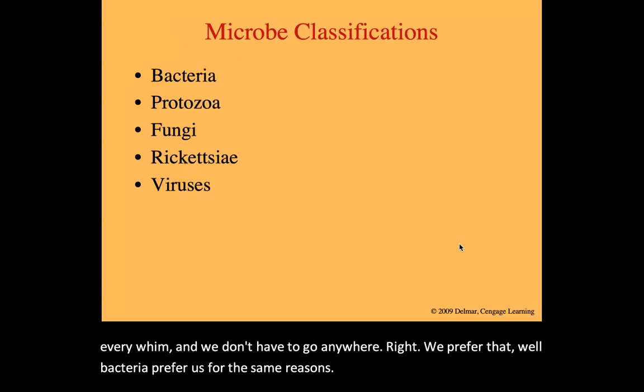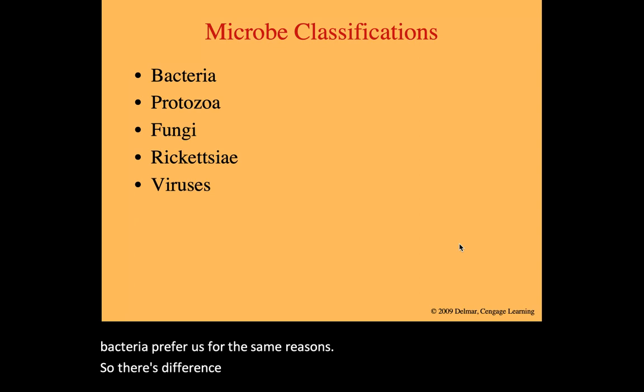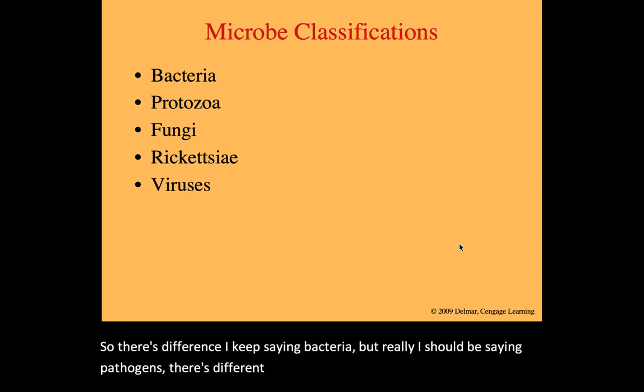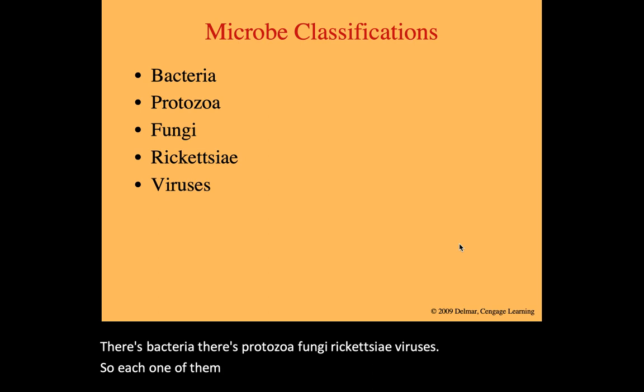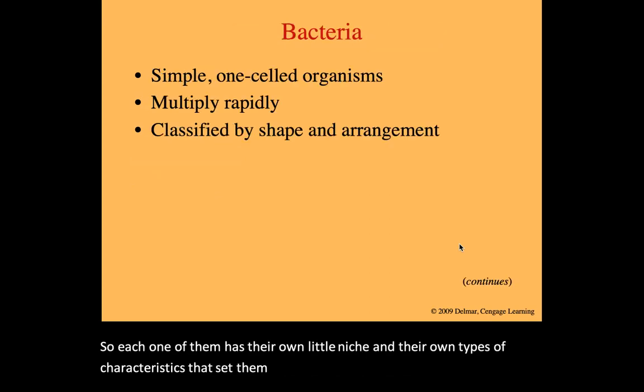There's different, I keep saying bacteria, but really I should be saying pathogens. There are different classifications of pathogens, okay, microbes. There's bacteria, protozoa, fungi, rickettsia, viruses. Each one of them has their own little niche and their own types of characteristics that set them apart from the others. So bacteria, I've already kind of hit on this in class.